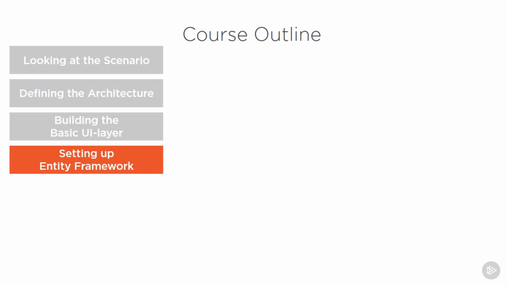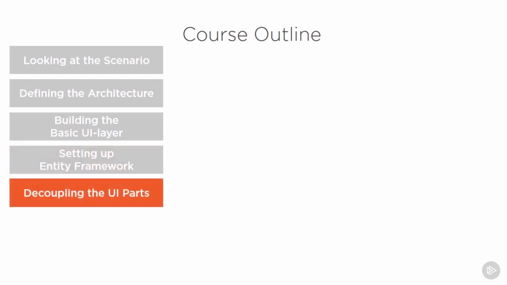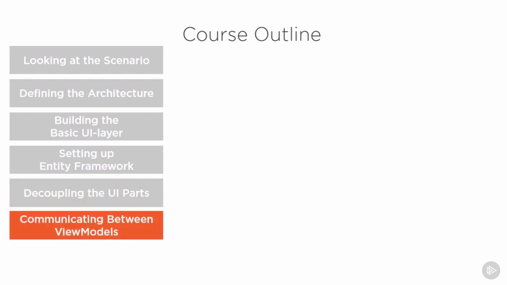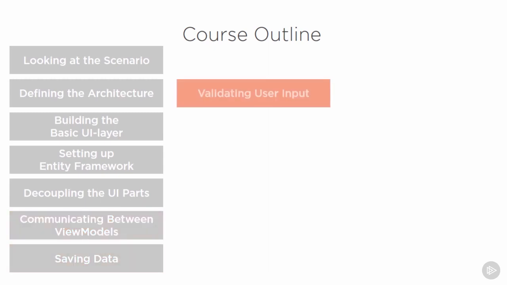In the next module, you will learn how to decouple the UI parts into a navigation and a friend detail view. You will also create separate view models. So in the next module, you'll learn how you can communicate between the view models by using Prism's event aggregator. After you got this communication working, you will save data and you will also validate the user input.